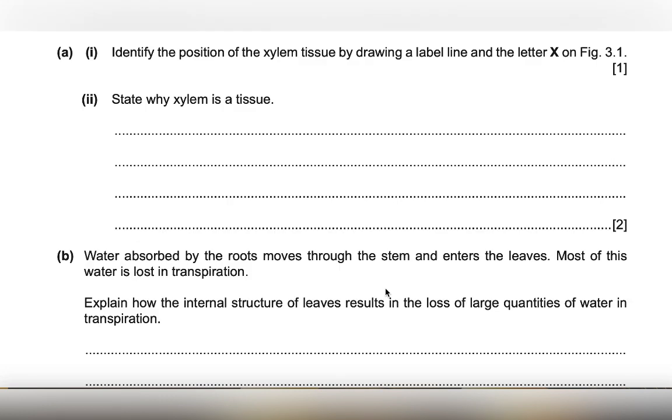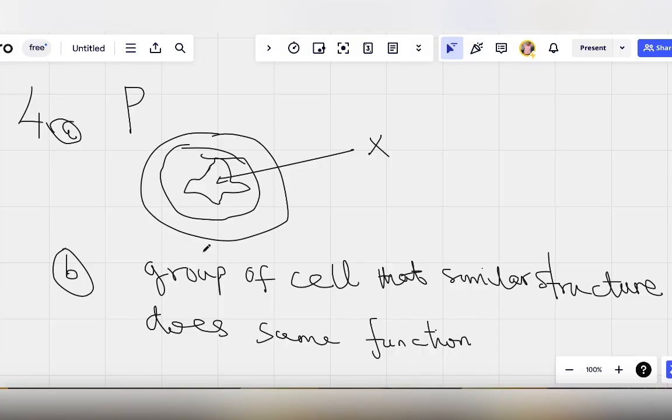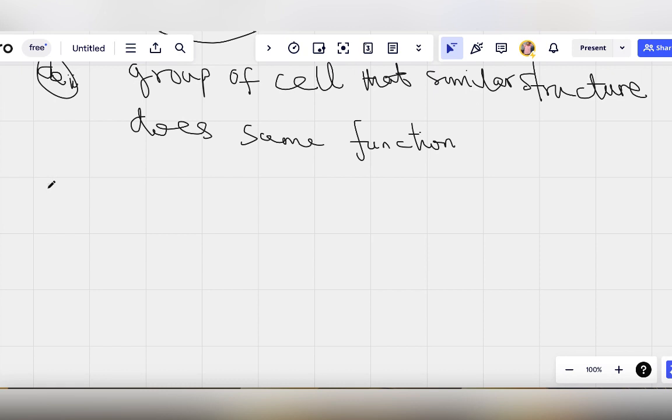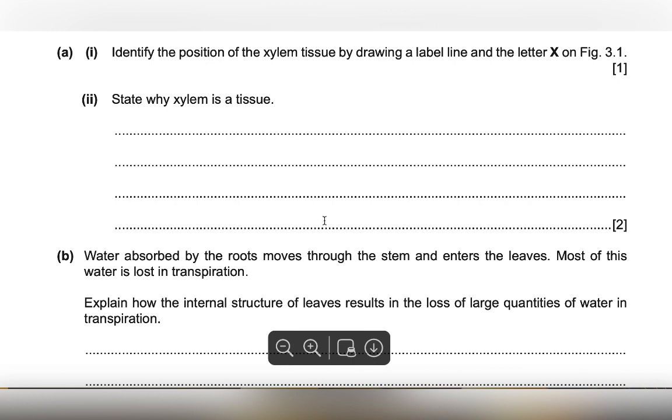Oh, okay, now we're doing B. The one we did just now was A Roman figure 2, not B. The one we did just now is A Roman figure 2. Now we're doing B. Now we're in question 1B. Now let's take a look at B.